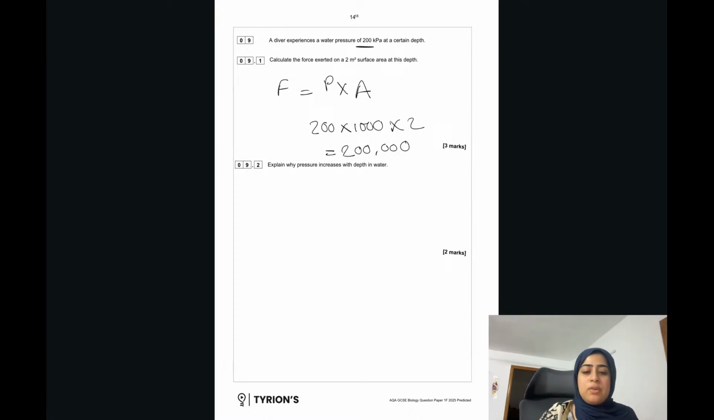So pressure increases with depth because the deeper you go, the greater the weight above you. Okay, the deeper you go, the greater the weight above you, and this creates a larger force on an area at greater depths. Okay. So you'd get a mark for recognizing that pressure increases with depth due to the weight of water above.